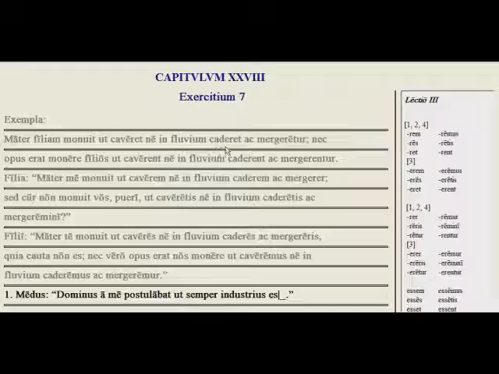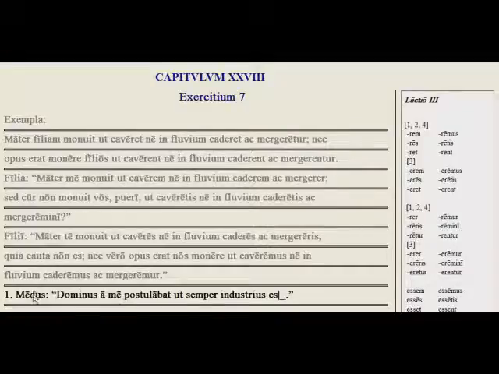So we have the imperfect subjunctive here because we have a past tense verb, and mergeretur again, the imperfect, but now the passive imperfect subjunctive with the -retur ending, which we see right down here. And it was not necessary, nec opus erat, to warn the sons to be careful that they not fall into the river and be drowned. So read through and translate the rest of that section.